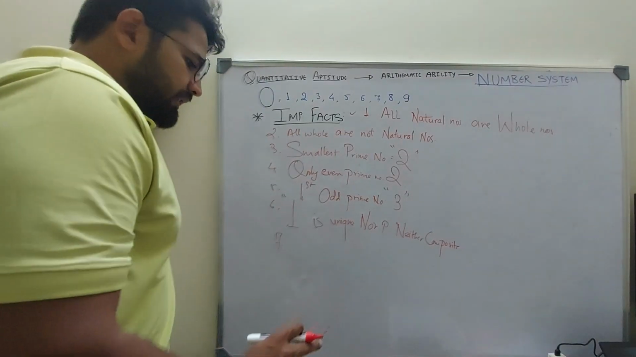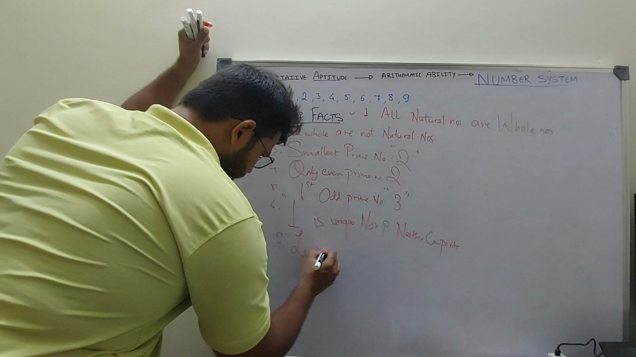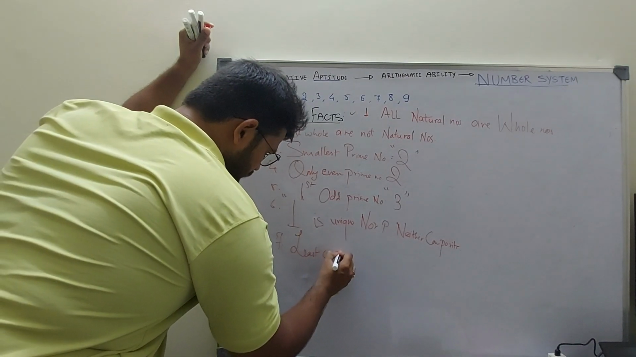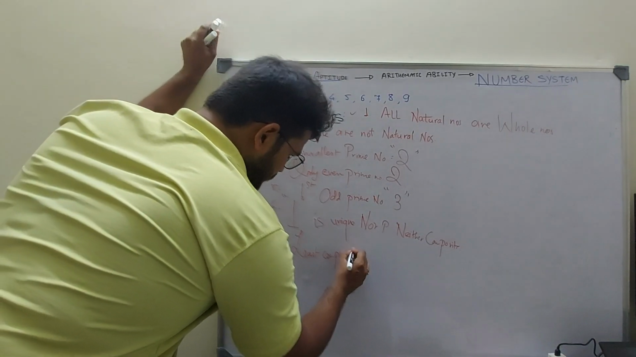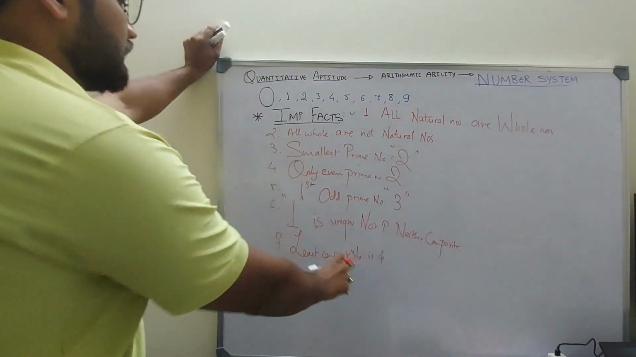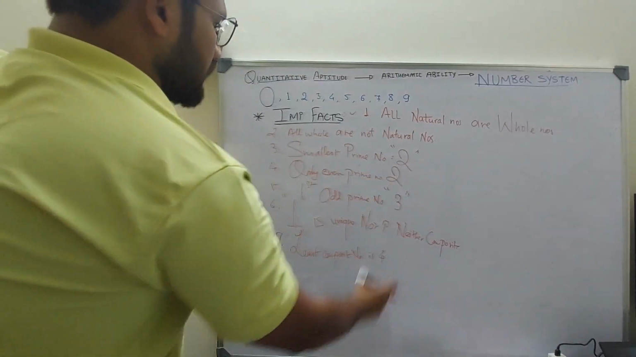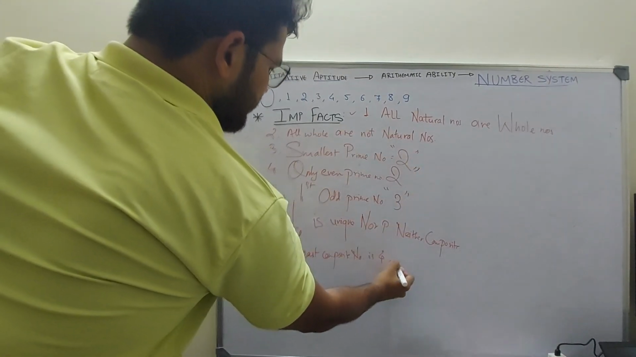The least composite number is 4. The least prime number was 2. Okay, and the least composite is 4.